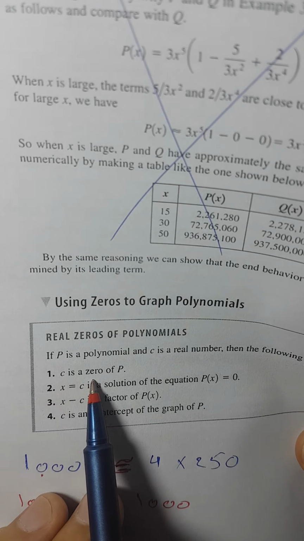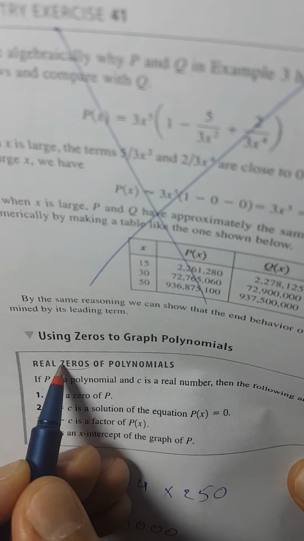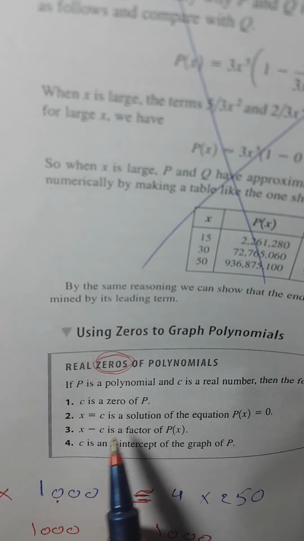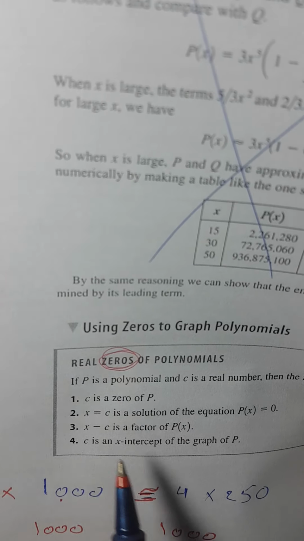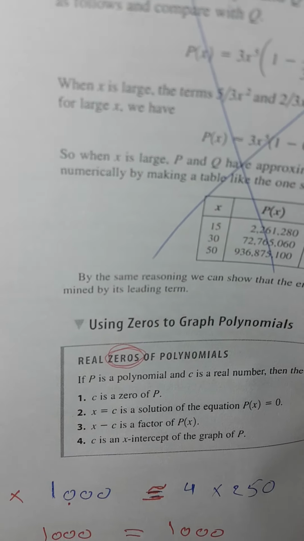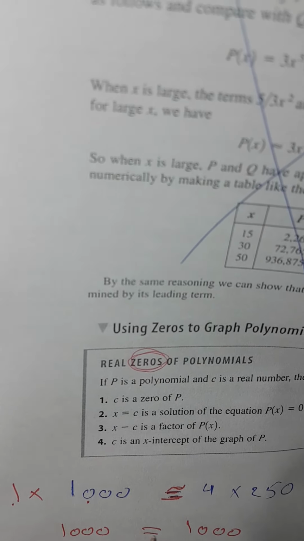For example, we have a zero: C is a zero. X is a solution. X minus 1 is a factor. C is the intersection with the graph. Now I'm going to clarify these points and why they are equivalent.